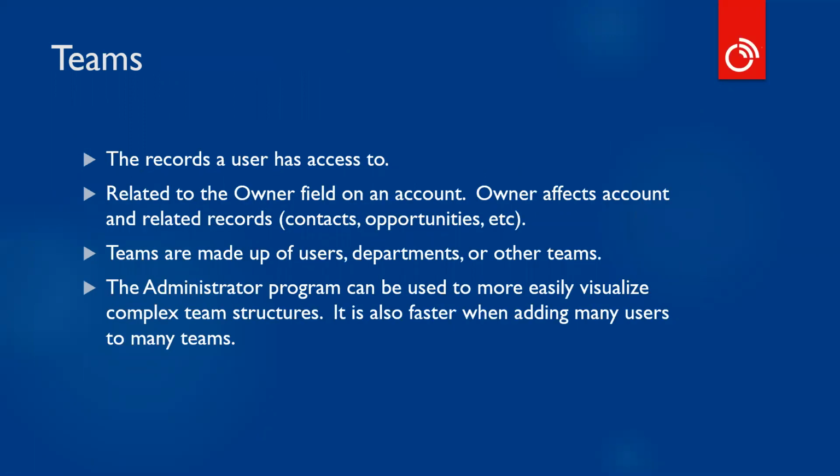We'll start off here with teams. These are the records that a user can see in the system. It's related to the owner field on an account, and the owner of the account affects all of its related records, like the contacts, opportunities, etc. Teams can be made up of users, departments, or other teams. In the administrator program, if you have a complex team setup, it can be easier to visualize who's on that team, and quicker to add multiple users to many teams if you're setting it up for the first time or doing an organization realignment.